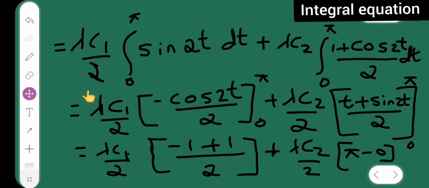Now this is equal to what? Write it as it is, lambda c1 upon 2. Now what is the integral of this sine of 2t?